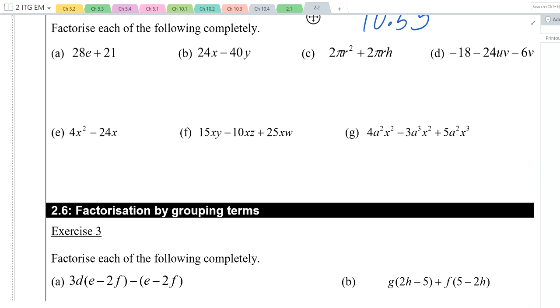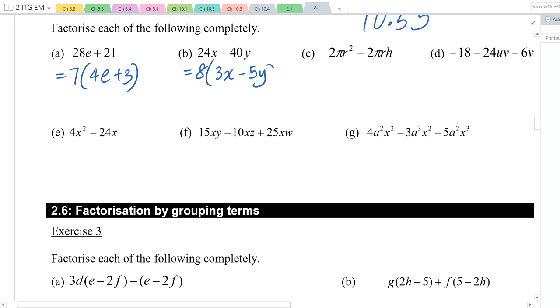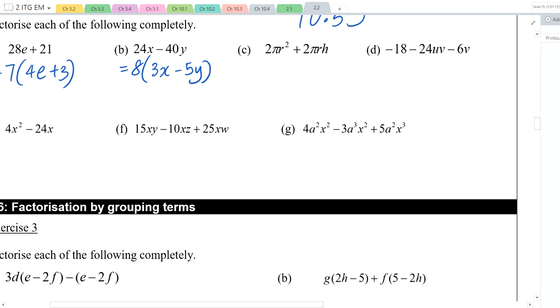Part A. I think I can take out 7. So 7, 4e plus 3. If it's correct, gives us a tick. Second one. I think I can take out 4. No, I can take out 8. Okay, 8. So 3x minus 5y. Next, I think I can factorize out 2 pi r. So I'm left with r plus h.